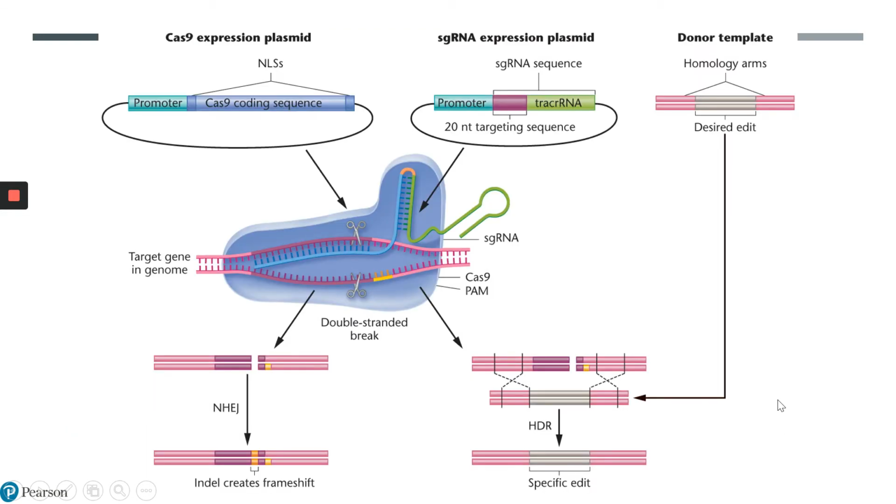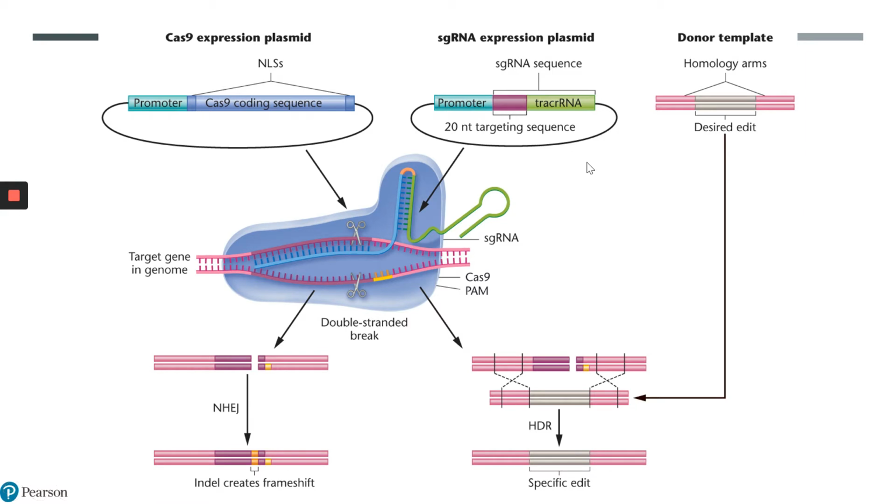Now let's talk about how this actually works by looking at this diagram. We have two expression vectors here, Cas9 and sgRNA. The Cas9 expression vector would contain a promoter as well as the sequence encoding the Cas9 enzyme. The sgRNA expression vector or plasmid would contain a promoter, a 20 nucleotide targeting sequence that's specific to the gene or the region in the genome that we would like to introduce the targeted genome edit, as well as the tracrRNA that will allow this region to bind to the Cas9 protein.